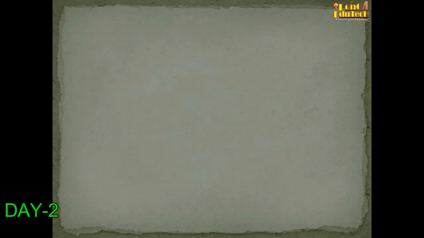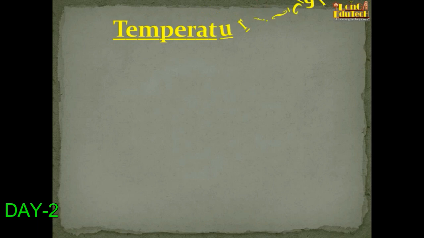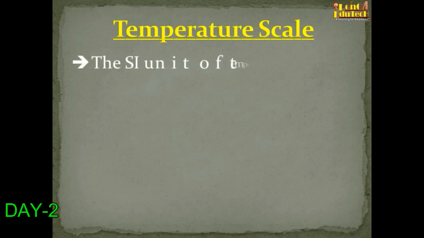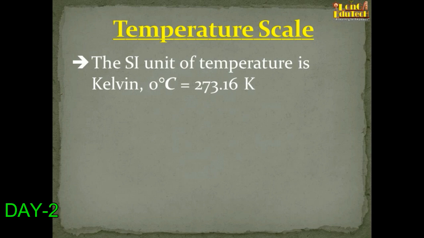Next comes the temperature scales. This is very important. Here the SI unit of temperature is Kelvin, and 0 degrees Celsius is equal to 273.16 Kelvin. So we take 0 degrees Celsius as equal to 273 Kelvin. Okay, 0 degrees Celsius is equal to 273 Kelvin.